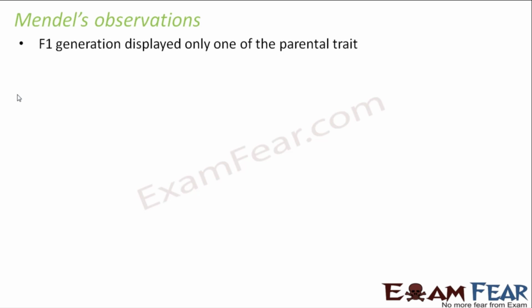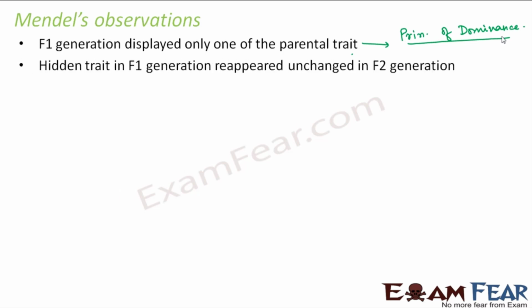Now, based upon this observation, Mendel came out with the principle of dominance. So this was his one principle. What was his next observation? The hidden trait in the F1 generation reappeared unchanged in the F2 generation.